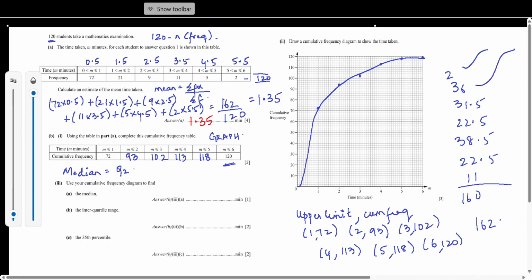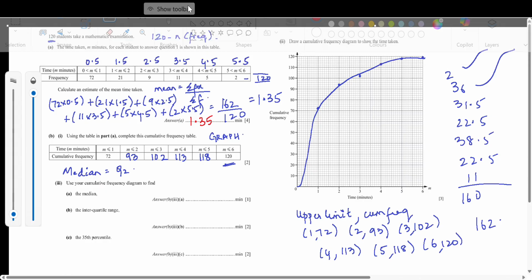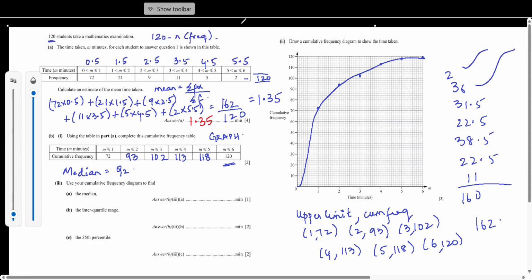Now, how we do it from the graph is the frequency or the total is 120 here. 120 by 2 is 60. So 60 is the frequency that corresponds to the median value. 60 is here. From 60, with the sharp pencil and ruler, draw a horizontal line till it touches our graph. The point where it touches your graph, drop a vertical line. Again, with a ruler and a sharp pencil.